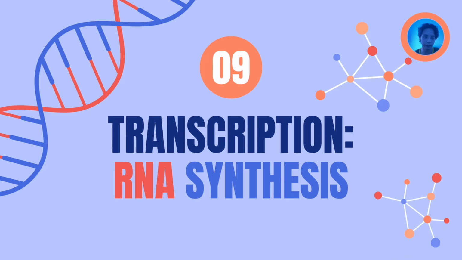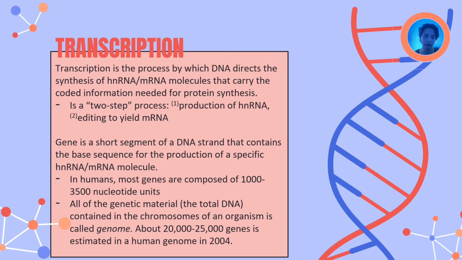So next is transcription, or RNA synthesis. Transcription is the process by which DNA directs the synthesis of hnRNA and mRNA molecules that carry the coded information needed for protein synthesis. So it is a two-step process. First is the production of hnRNA, then second is the editing to yield mRNA.